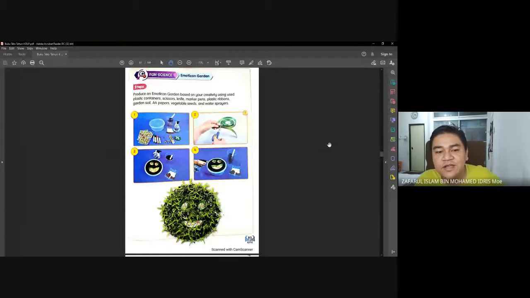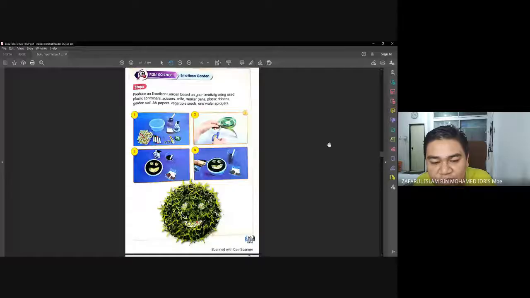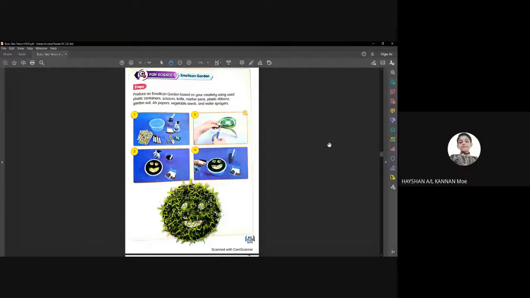So, dia ada dua cara, sama ada awak tanam dalam emoticon atau awak tanam di luar emoticon tu. So dia jadi macam dalam. Faham tak? Faham tak kelas? Boleh tak buat projek ni?